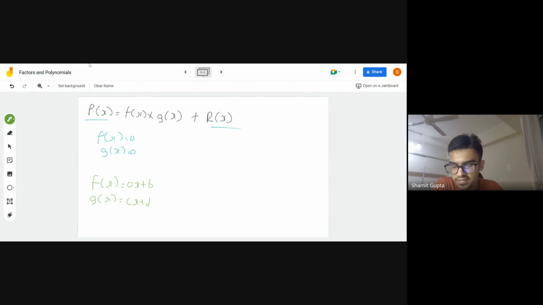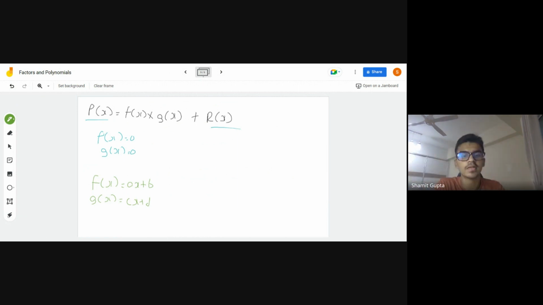And if it's a cubic, there might be fx, gx, and hx, where hx is ex plus f. Sometimes gx can be a quadratic if it can't be factorized. You generally try to simplify it as much as you can into ax plus b terms, polynomials with degree 1. But sometimes you can't factorize quadratics. Why can't you factorize quadratics? Watch my video on quadratics. If the discriminant is negative, you can't factorize quadratics into real roots.